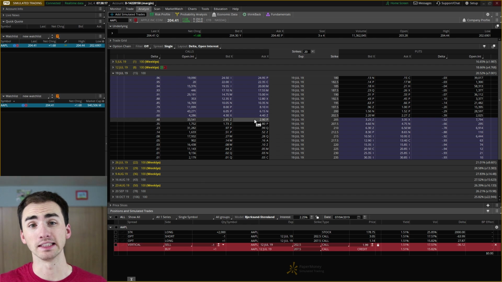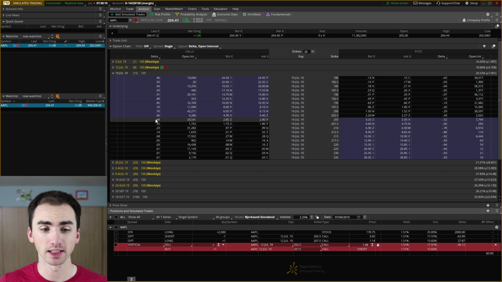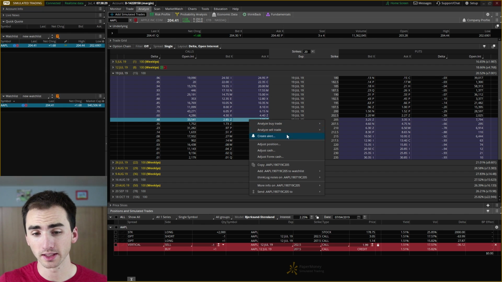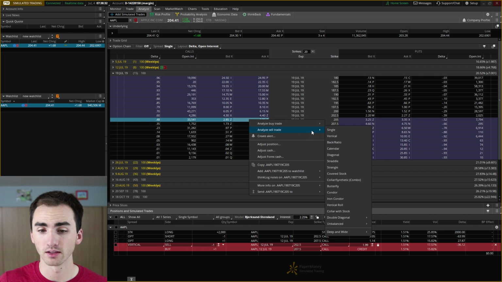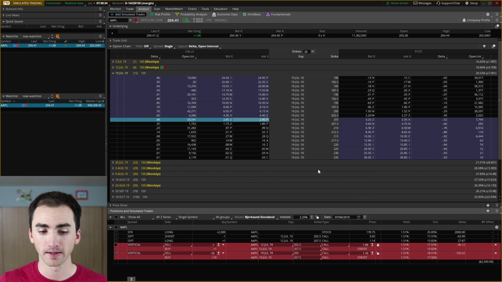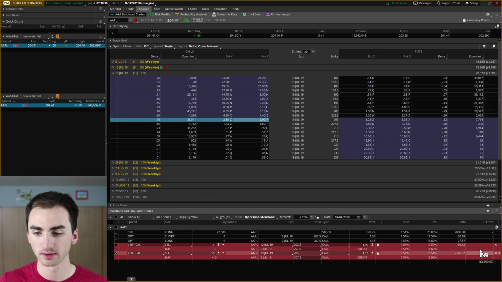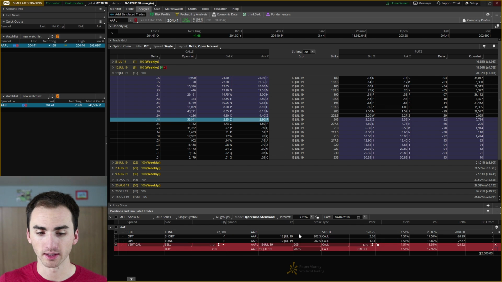And another way to see which is going to be the closest, you could just see over here which delta is closest to 50, because 50 delta is essentially right at the money, and this one is 48 right here. So I'm going to right click and go sell vertical, and then that's going to bring up this trade right here.